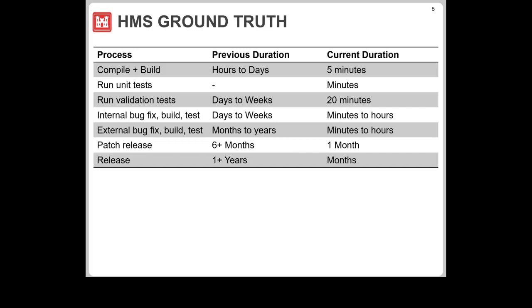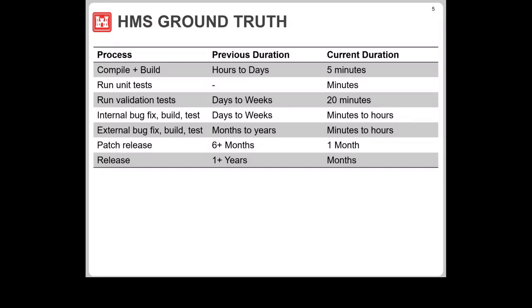We didn't have a great history. We had validation tests, but didn't have a great unit test. Unit testing is software best practice now, and we've been applying unit tests. Those usually run in order of minutes. We have our entire validation suite, which used to take days to weeks to run, now running in 20 minutes. Our internal bug find, fix, build, test cycle went from days to weeks to minutes to hours, and that's just really limited by the speed at which we can figure out the bug. There's no other limiting factor there.